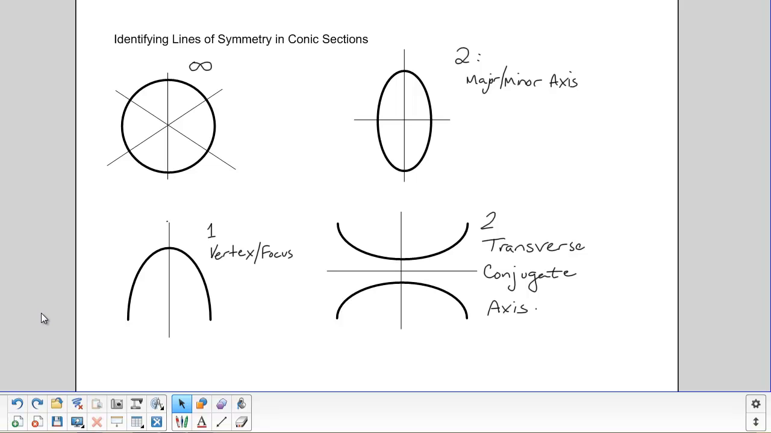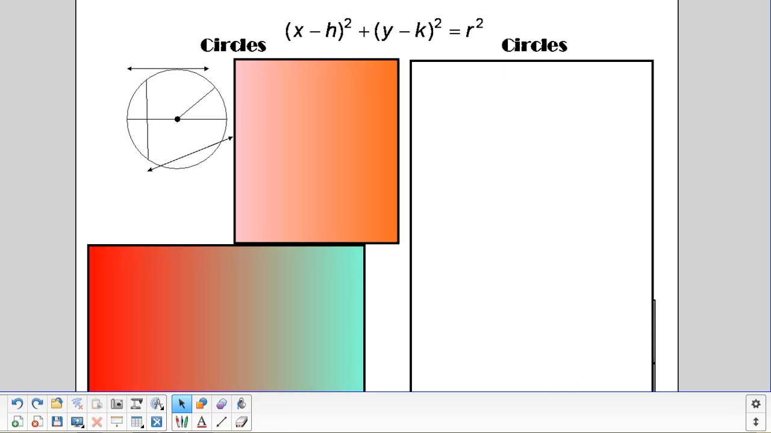Please use the pause button as much as you need for this. I know that there'll be a lot of writing and I'm going to move through each slide relatively quickly, so make sure that you have all the information you need before moving on. Alright, we'll begin with our first conic section, which is the circle. Please make sure that you fill in all of the missing details, including all of these notes that are underneath each one of these rectangles. This is the standard form of a circle.